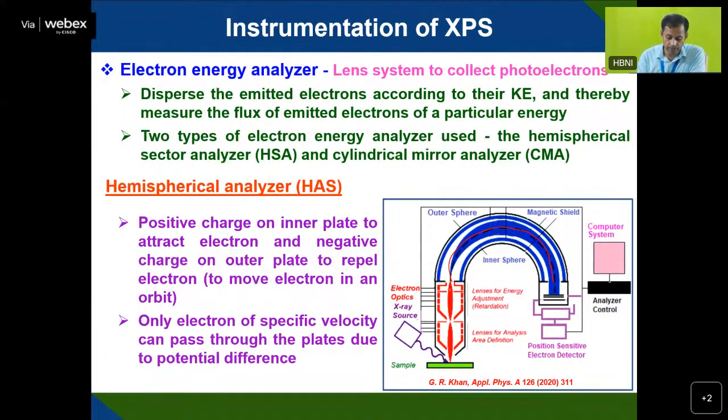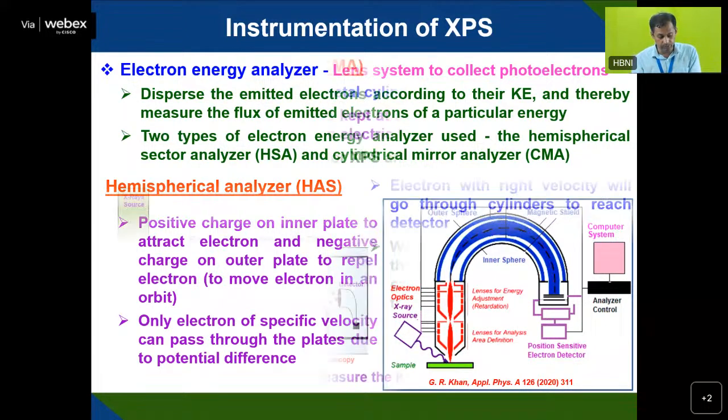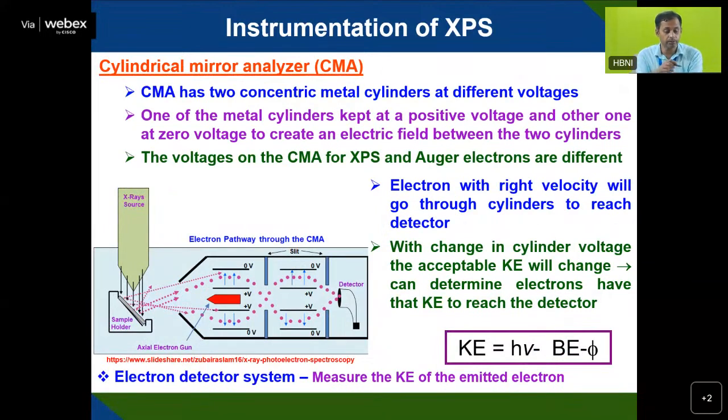Yeah, in a hemisphere analyzer, which is a hemisphere type, the electron is passed through a potential difference between the inner plate and outer plate, and it's fine. But in the case of a cylindrical mirror analyzer, the CMA has two concentric metal cylinders with different voltages.